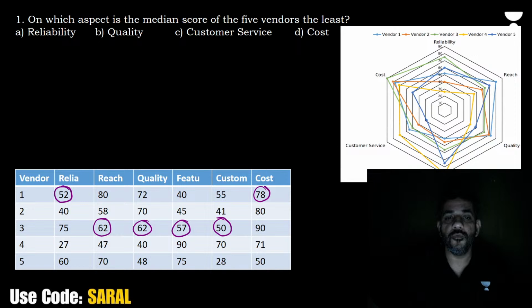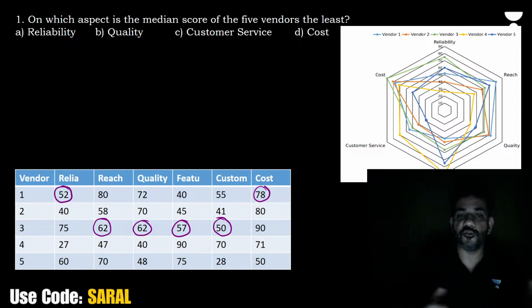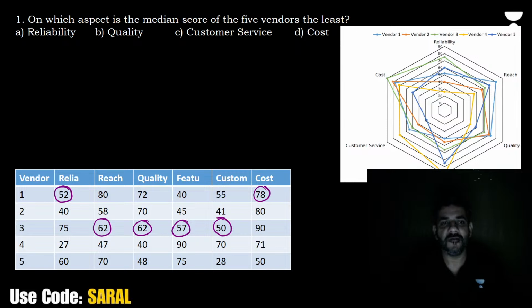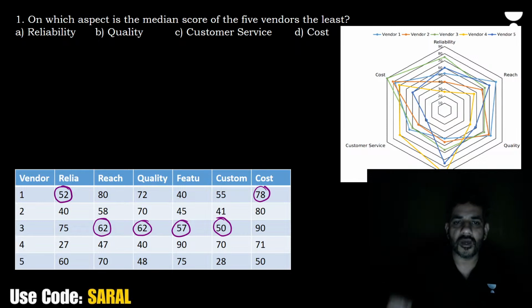Median is the value which lies in the middle. I might look like a ghost to you currently, but I have no electricity. But I want you guys to keep seeing me, so I'm just keeping it on. Okay, so these are the six medians in reliability, reach, quality, features, customer service, and cost.